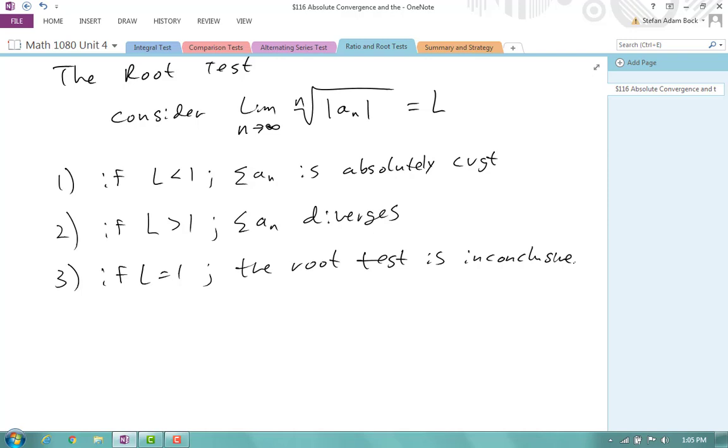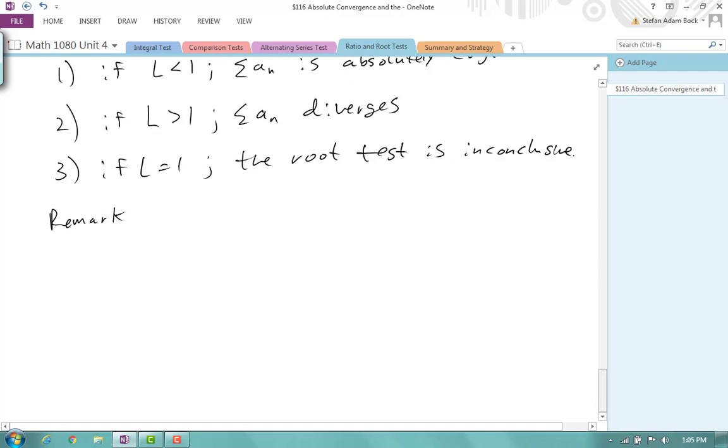So the root test is likewise unhelpful for anything that limit compares to a p-series. And there's a reason for that. So this is a remark. This is a good fact to have, and you should test these by yourself with L'Hopital's rule. But the limit as n goes to infinity of the nth root of c is equal to 1 if c is a constant, c greater than 0 is a constant.